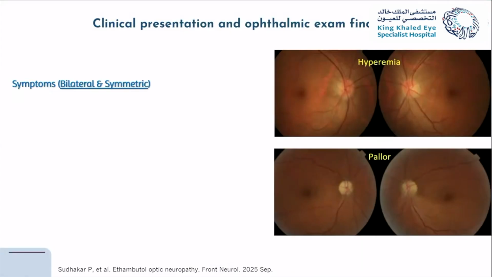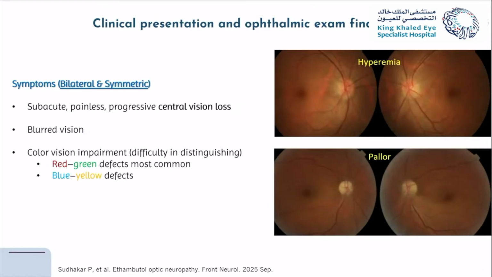As a clinical presentation, it will appear bilaterally, but it is subacute and painless. It will progress to central vision loss. The patient may complain of blurred vision and also color vision impairment. They will have difficulty distinguishing between red and green, which is the most common, and also blue and yellow colors. And they may also have frequent changes in the glasses and contact lens prescription.